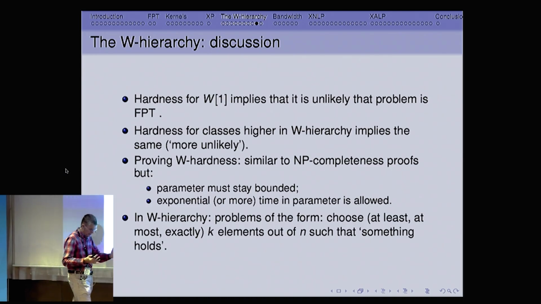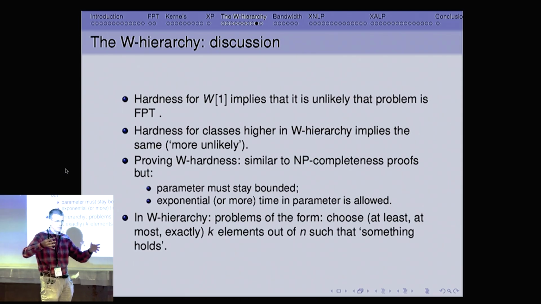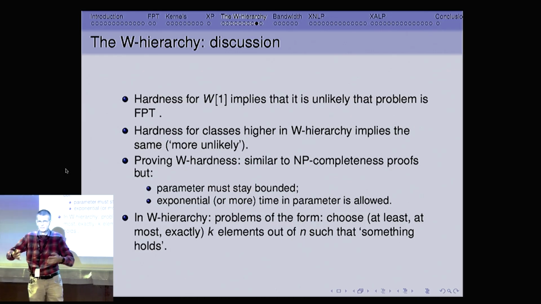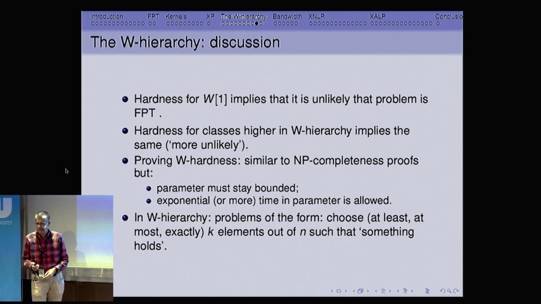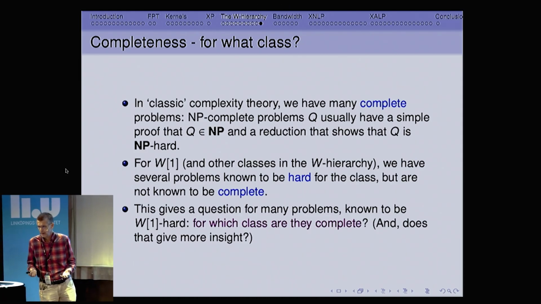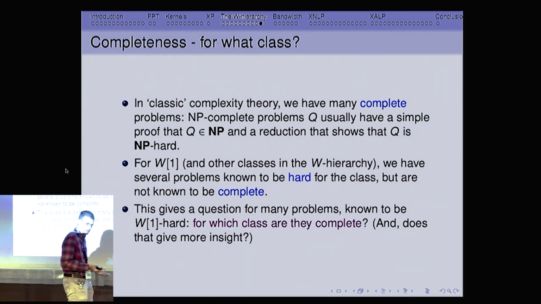All these problems in this W hierarchy, if the problem is complete, they're always of this form. I have n objects and I have to choose at least, at most, exactly k of the objects such that my choice fulfills certain property. This is basically everything you have, there's always of that shape. But there are many of these problems that actually are not of that type.